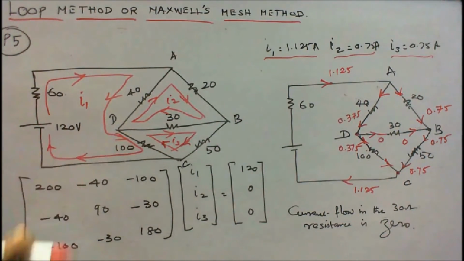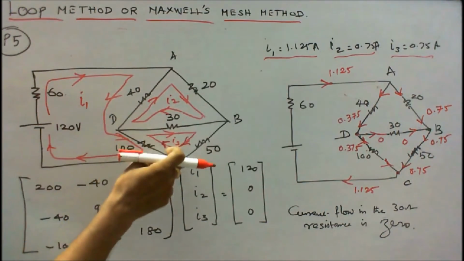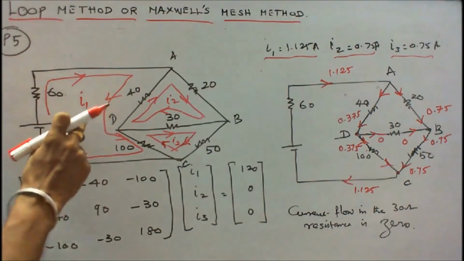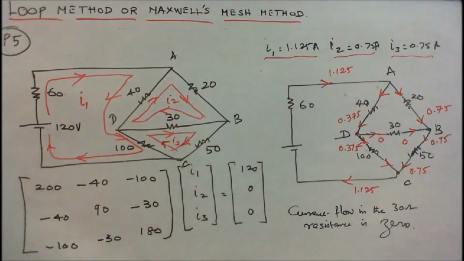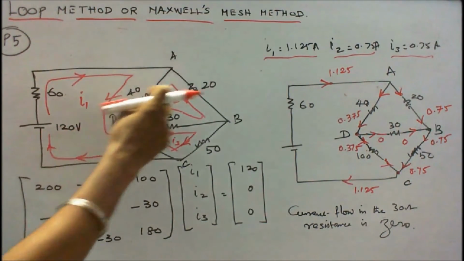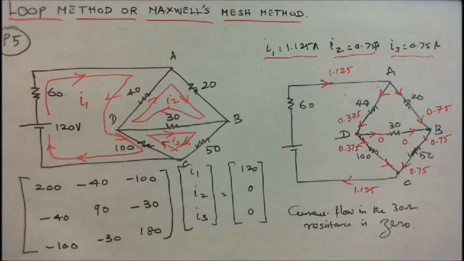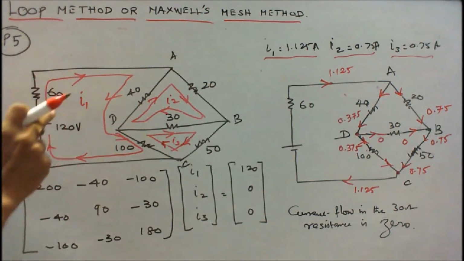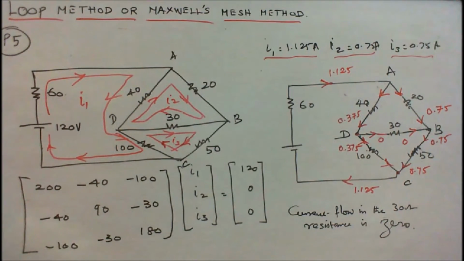In this problem, there are 3 loops. This is loop 1, this is loop 2, this is loop 3. The loop currents are I1, I2, I3. The loop current direction is clockwise in all three. My aim is to find the loop currents. For that I have to form the Maxwell's mesh matrix.